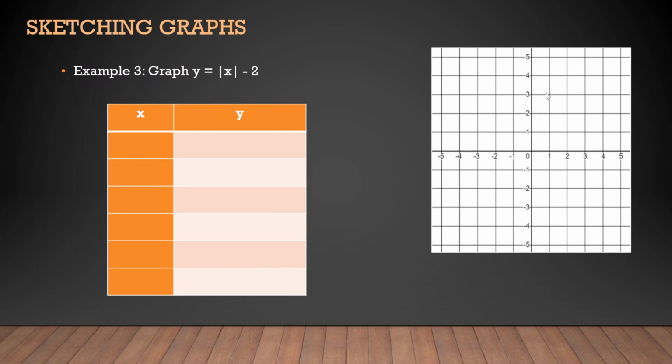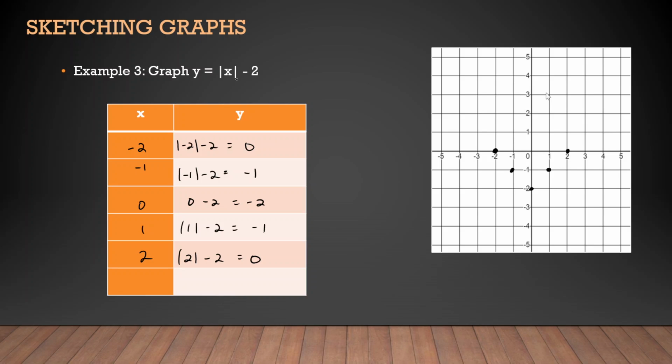Okay, one more. So again, we're going to pick our x values, and I'm going to use the same ones I did last time. And I'm going to plug them in. And once I've plugged them all in, then I can plot those points. So -2, 0, -1, -1, 0, -2. I can plot all of those points.